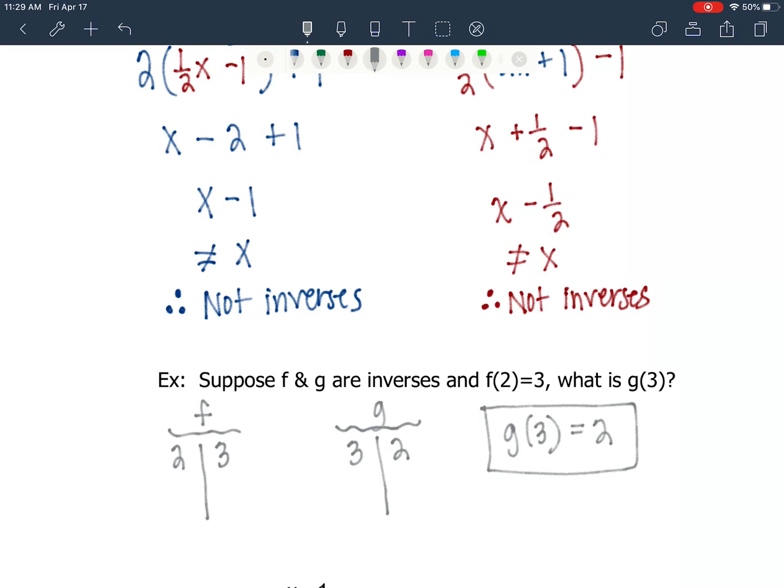So you can use tables. You can also use ordered pairs. 2, 3 is going to become 3, 2 for the inverse.